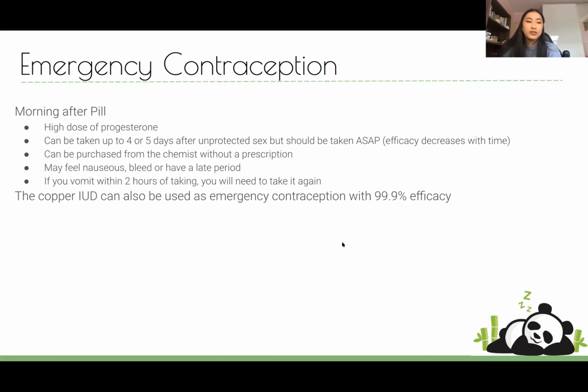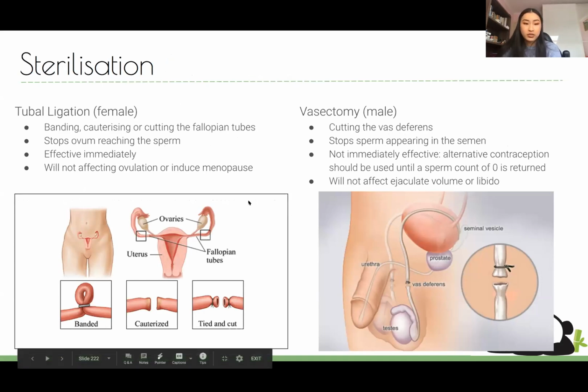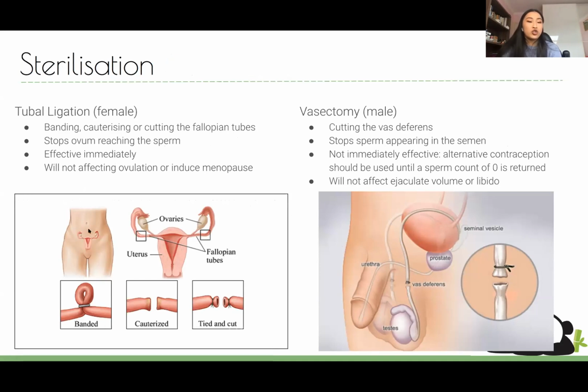Copper IUD can also be used as emergency contraception, but I think it's rarely used for that purpose. And lucky last is sterilization. So sterilization, female and male. Pretty straightforward, pretty easy to understand. In females, it's tubal ligation, so cutting or banding the fallopian tubes, and that's obviously going to stop the ovum from making its way into the uterus. This is effective immediately. And it actually doesn't induce menopause because the ovary will still be functional as usual.